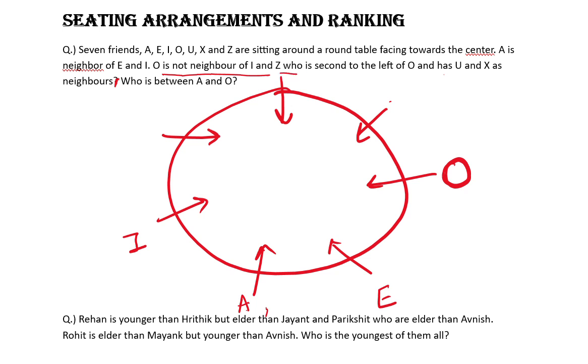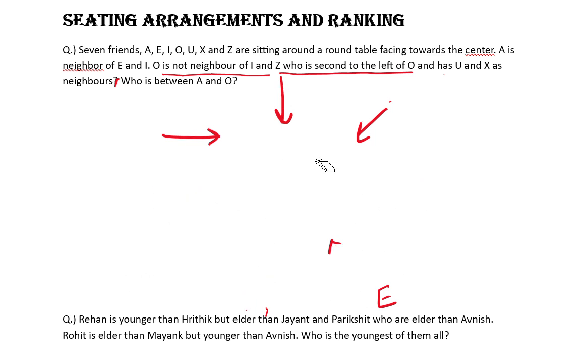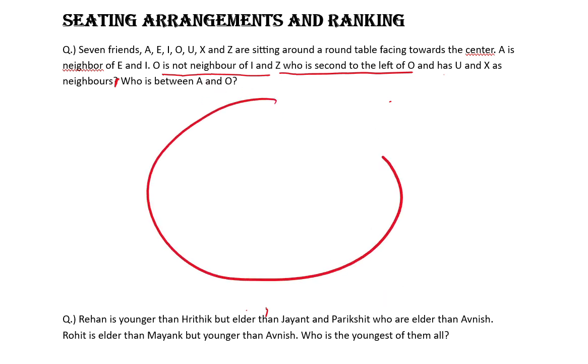It's already given Z is second to the left of O. So the left of O will be second. O is not neighbor of I and Z. Who is second to the left of O? Z is second to the left of O. I think there is something wrong in the solution. Let's make it again as the conditions are not satisfying.